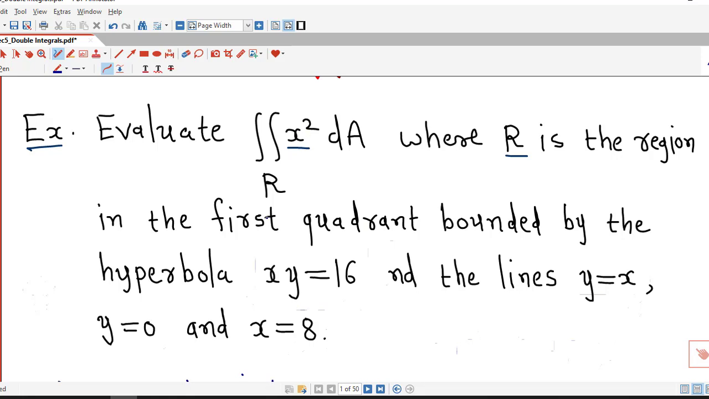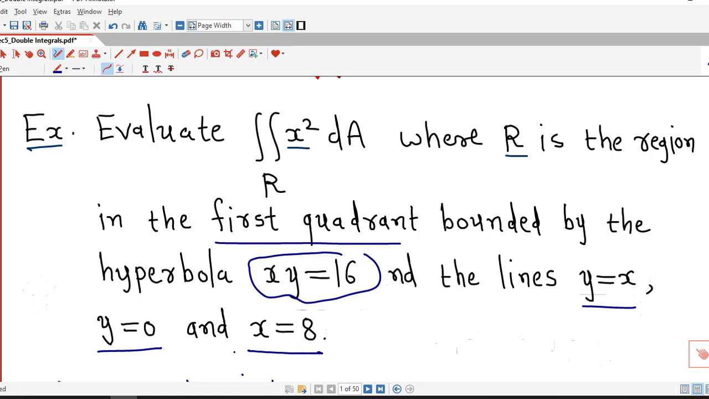Evaluate the double integral of x square over the region R, which is the region in the first quadrant bounded by the rectangular hyperbola x into y equal to 16 and the lines y equal to x, y equal to 0 and x equal to 8. Before evaluating this integral, we have to decide the limits of integration for x and y, and to find the limits of integration, we need to sketch the region of integration. Before this sketch, we have to decide at which points all these curves intersect.